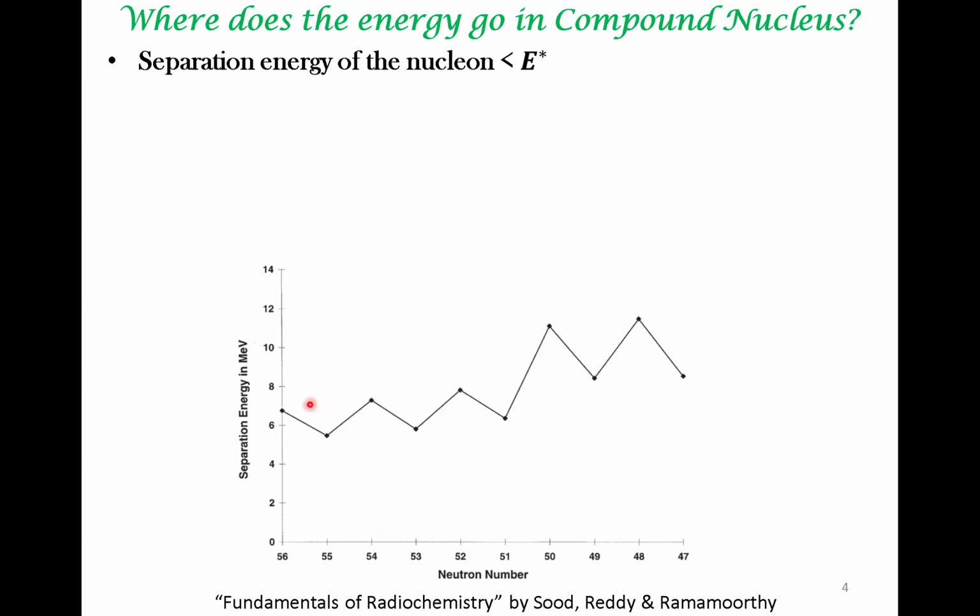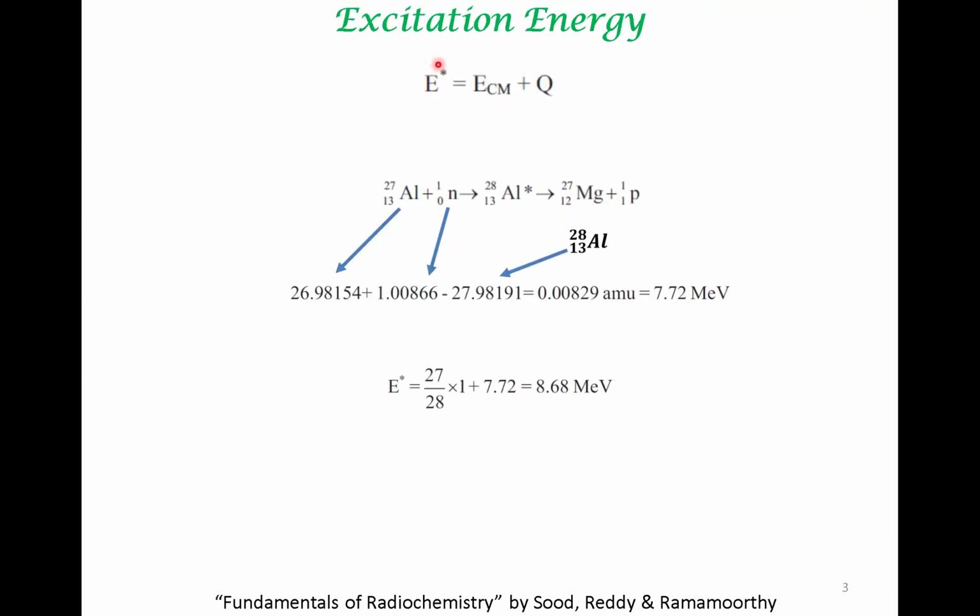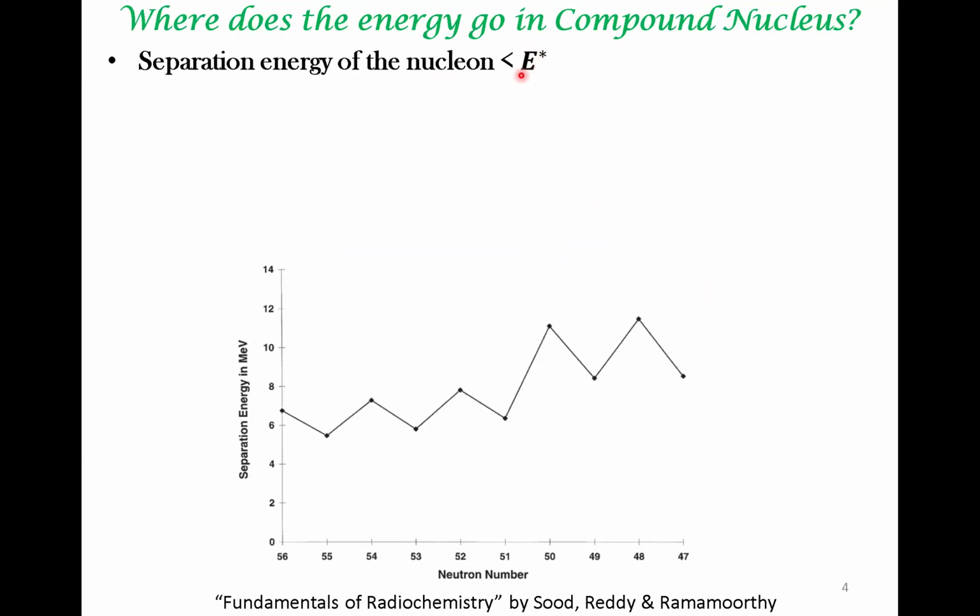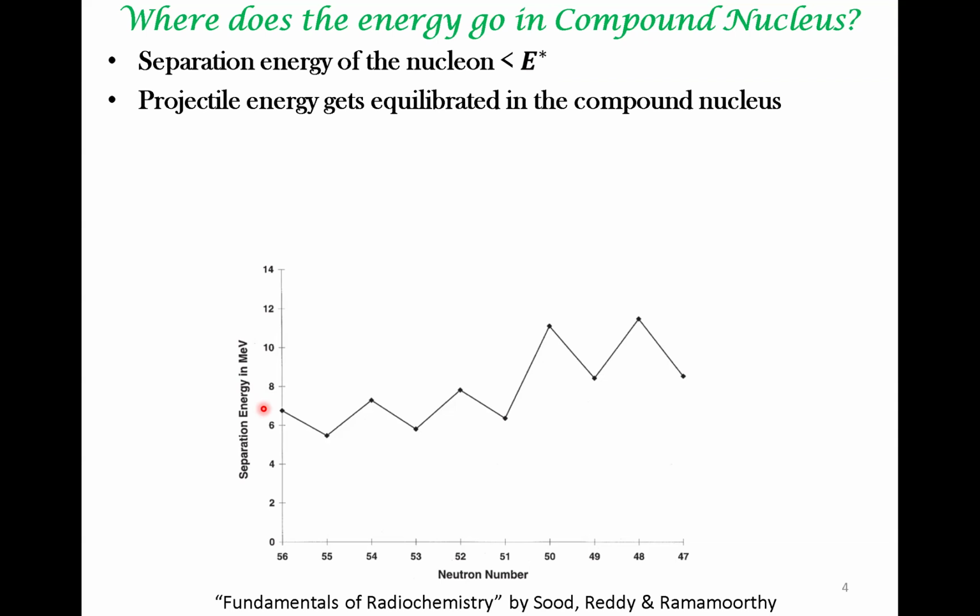What is noticed is that the separation energy scale is typically less than E star. Okay, so E star is this quantity. If it is less than E star, one way to argue is that this E star can be used for removing one of the nucleons. But that doesn't happen. That would have happened if E star went exclusively towards one particular nucleon, removing that nucleon, but that doesn't happen.